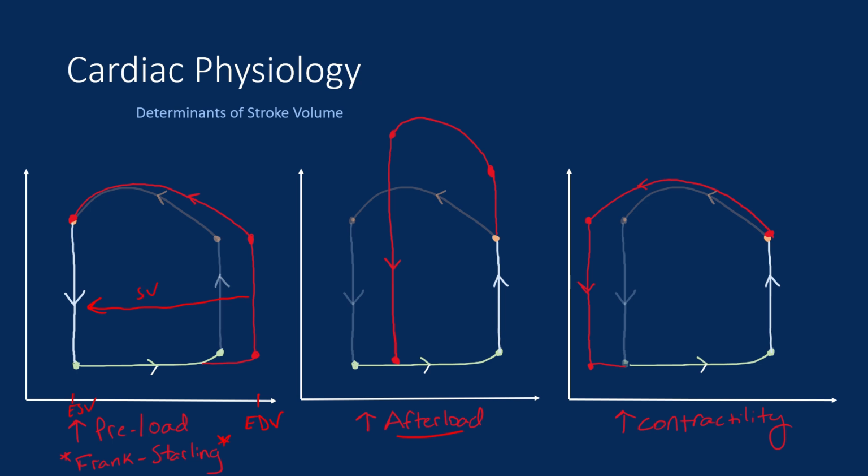The third determinant would be the contractility itself, which can be mediated by the sympathetic and the parasympathetic nervous system. So the fight or flight reflex in the sympathetic nervous system will act to increase the contractility of the heart to provide a greater cardiac output. So increasing the contractility of the heart will decrease the end systolic volume, or the blood left over after the contraction, which will act to increase the stroke volume.